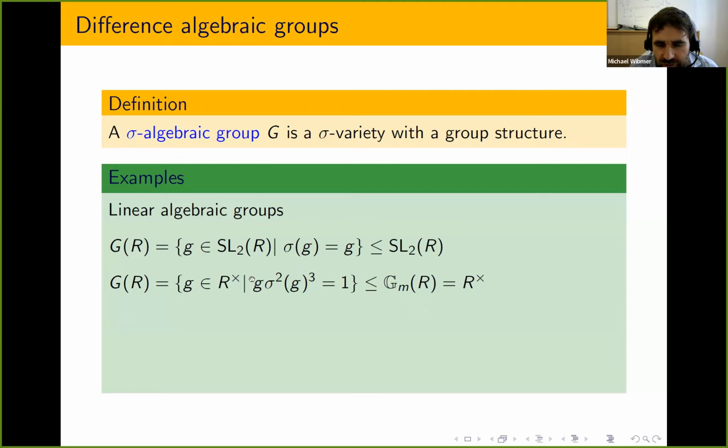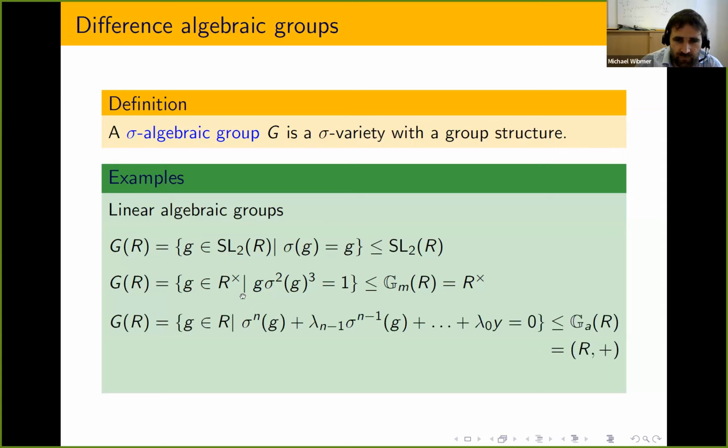And so this is in fact a difference algebraic group. Those exponents here are really completely random. You could also put a 7 instead of the 3 and a 5 instead of a 2. And you could even make a longer product here. And whatever you put here, as long as you have some kind of multiplicative product of sigmas and exponents, then this will always be a difference algebraic group.